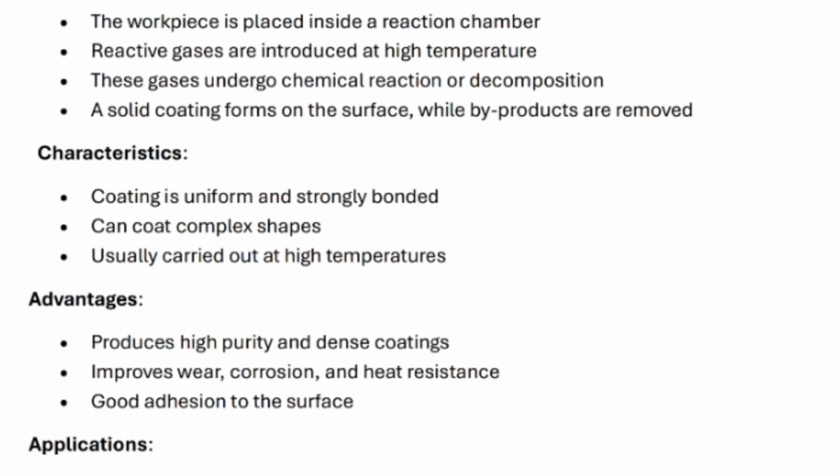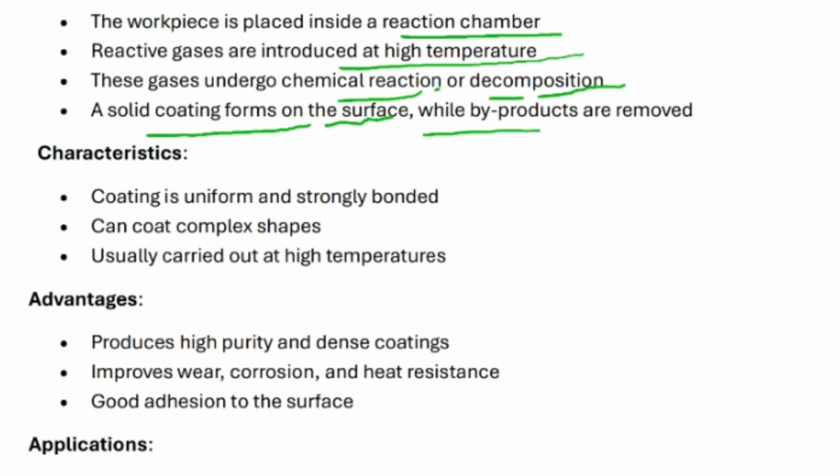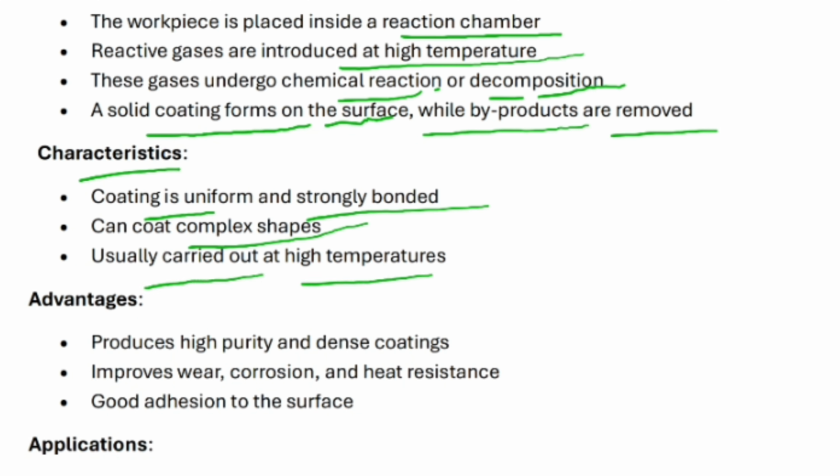What we have to do, first step is the workpiece is placed inside the reaction chamber. Reactive gases we have to introduce with a high temperature. The gases undergo a chemical reaction or decomposition. The solid coat is formed on the surface and we get a product. Byproducts are removed. Coming to the characteristics, the coating is uniform and strongly bonded, can coat complex shapes. It is usually carried out at high temperatures.